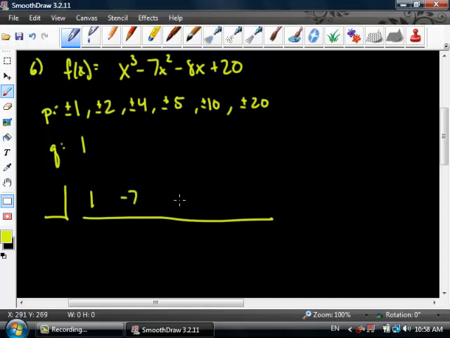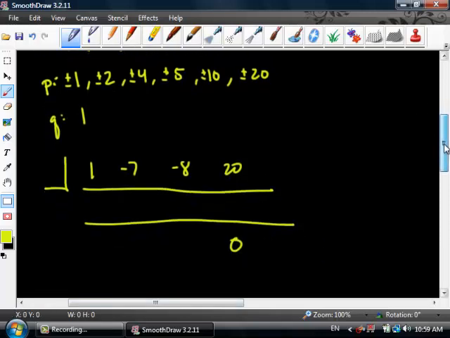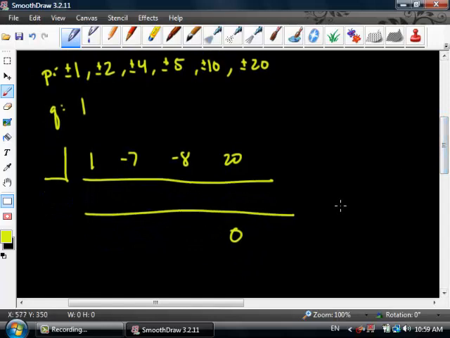What number do I want to have at the bottom of this? 0. So, let's guess. Who's our resident high-power guesser? Julia, you were always good at guessing. What do you think? 2. Negative or positive? Negative 2. Okay, so now we do synthetic division.